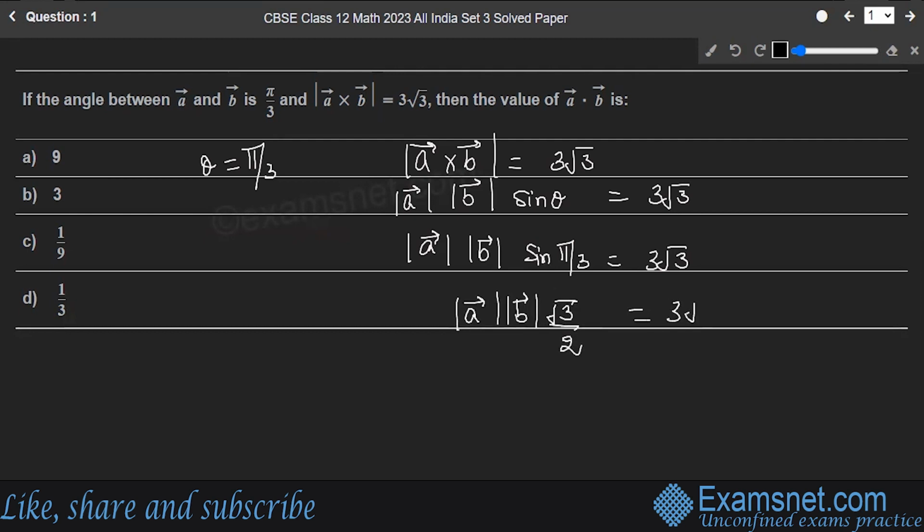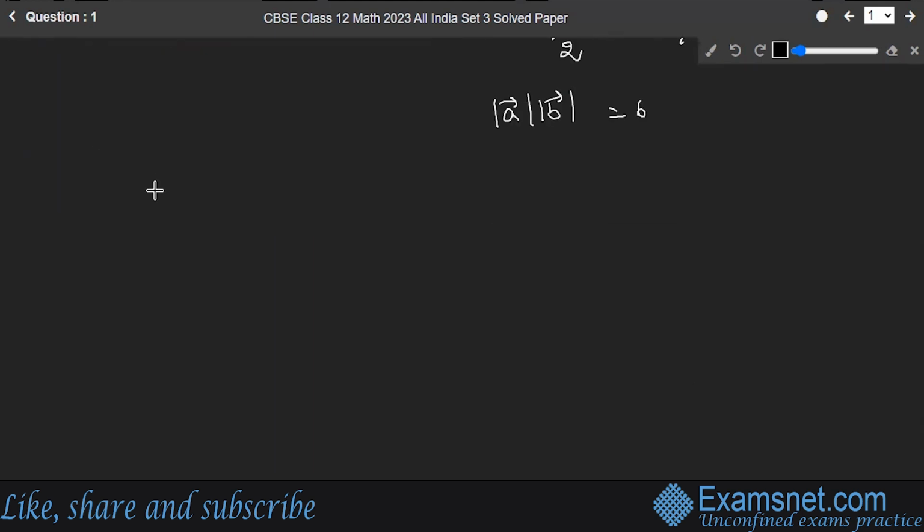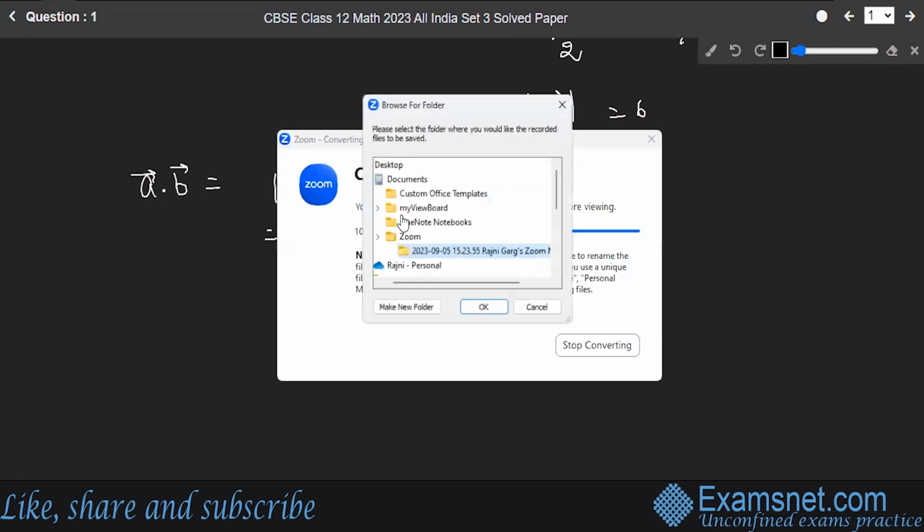Correct? This is equal to this. So root 3 will cancel. That means the product of the magnitude of the two vectors is equal to 6. You have to find out the dot product of the two vectors. That is A vector dot B vector, which is given by again the product of the magnitudes of the vectors multiplied by the cos of the angle between them.